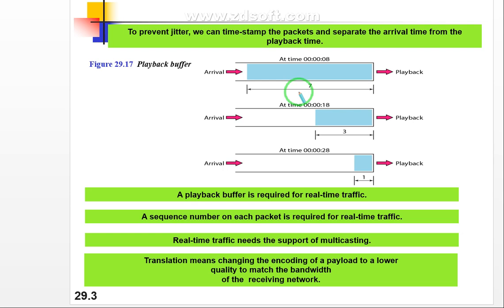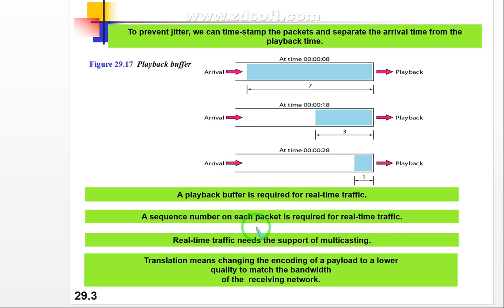Okay, so this is the actual scenario behind your communication. So we have some concepts behind it. A playback buffer is required for real-time traffic, which means a playback buffer is always required. A sequence number on each packet is also required for real-time traffic. Sequence number of packets, you know about networking.